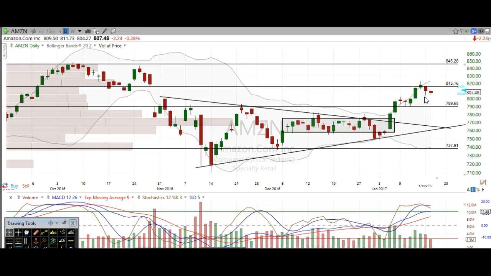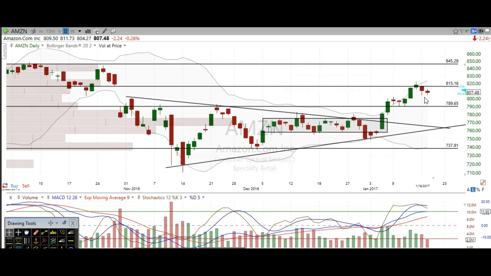So now, what can you do with Amazon here? Well, Amazon has some pretty decent support at about 790. You can see it was these previous highs right here, here, and then you can see we broke over it here, and you can see it reacting to this level right here.